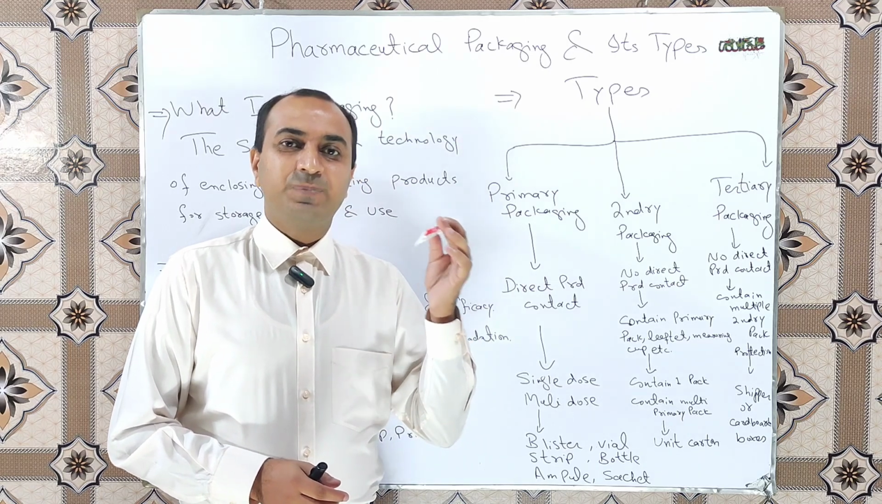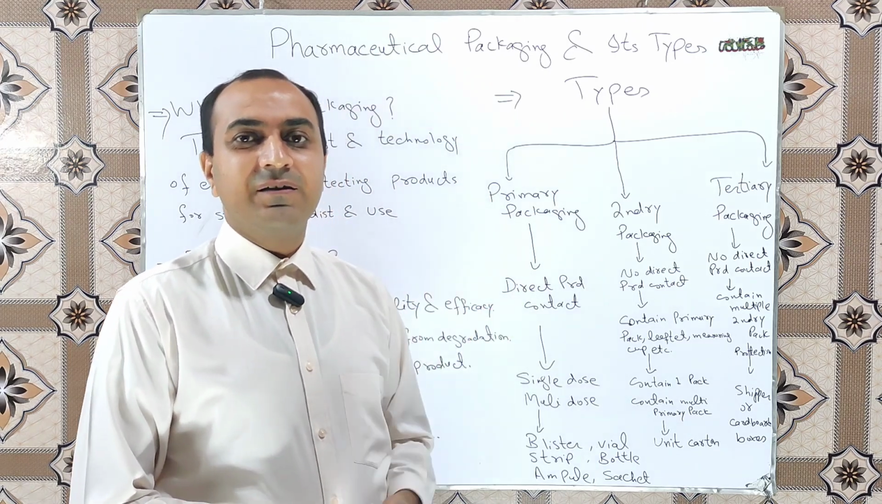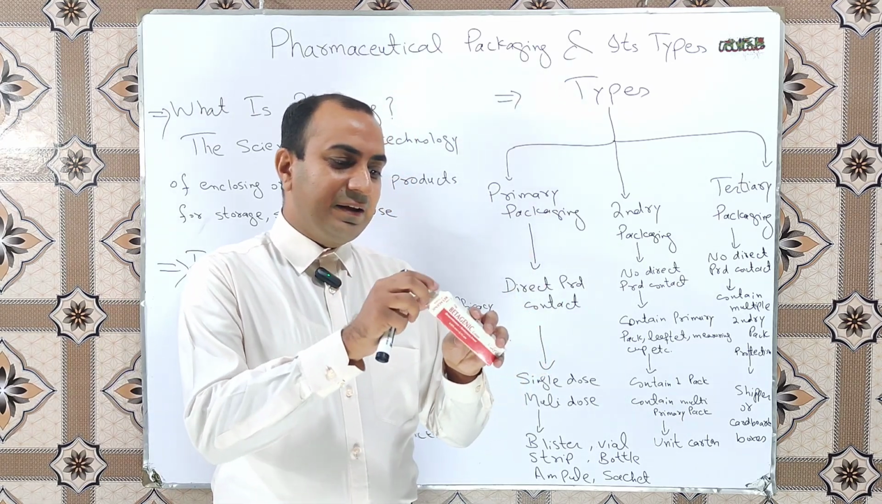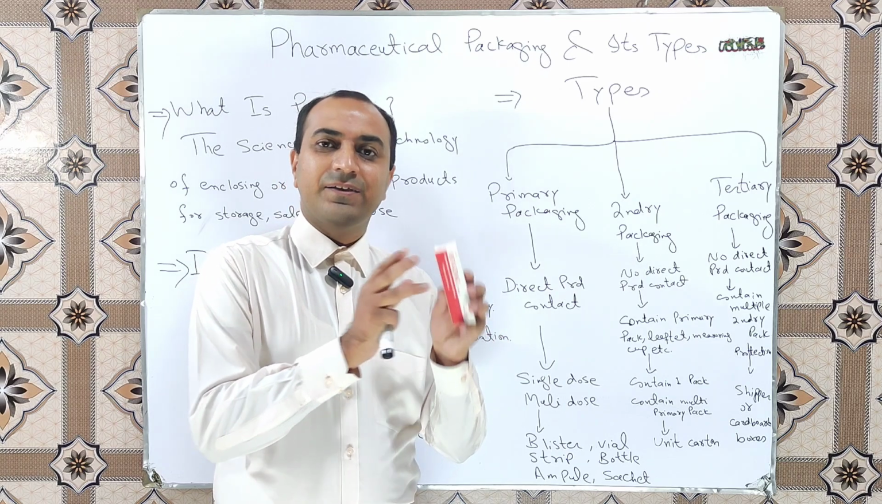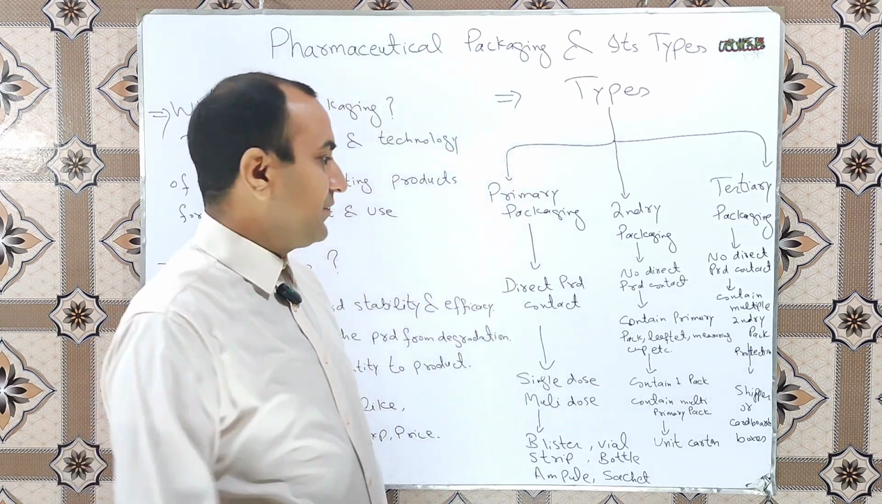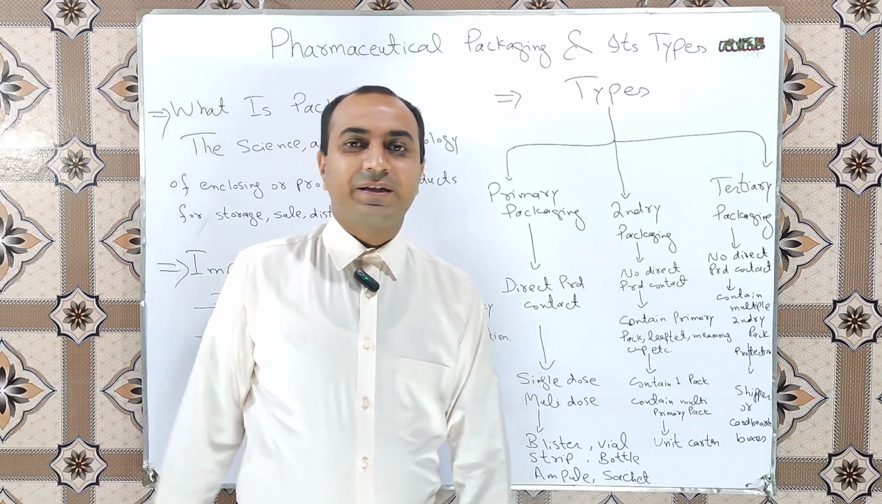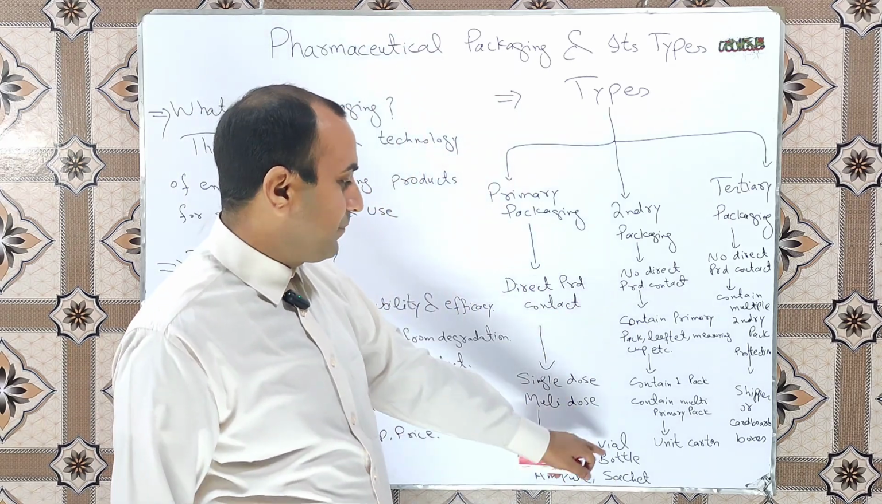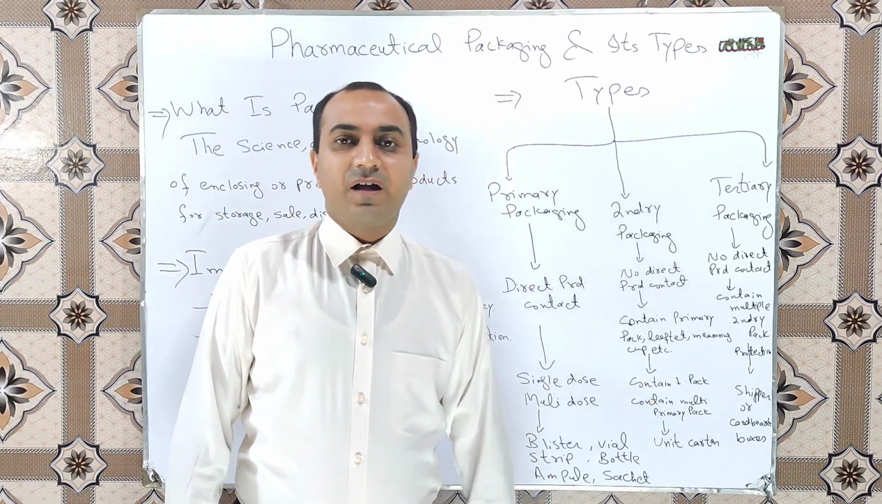What is the example of secondary packaging? Suppose we close this primary pack in a unit carton. So this unit carton, when it contains our primary pack, is known as secondary packaging. So what are the examples of secondary packaging? The example of secondary packaging is the unit carton.